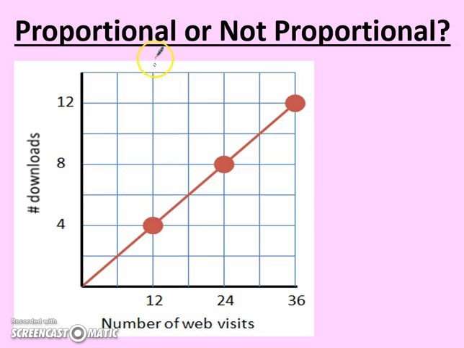Is this graph proportional or not proportional? Well, think about our 2 rules for a graph. Does it make a straight line? Yes, that means it has a constant unit rate. And does it go through the point 0, 0, which is the origin? And yes, it does. So this is a proportional relationship because it meets both qualities.